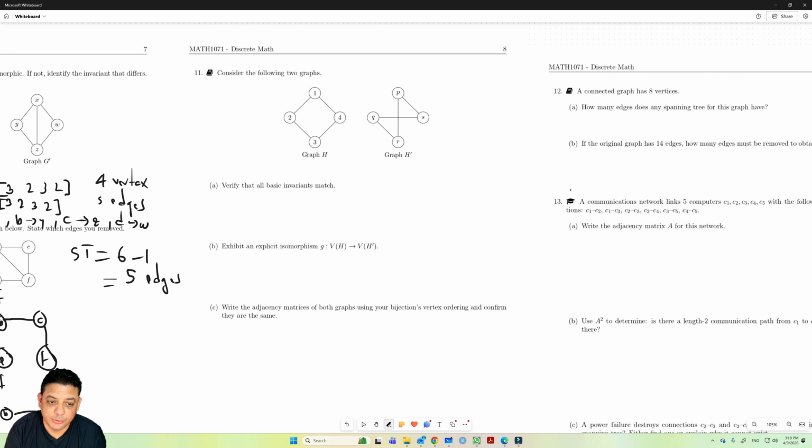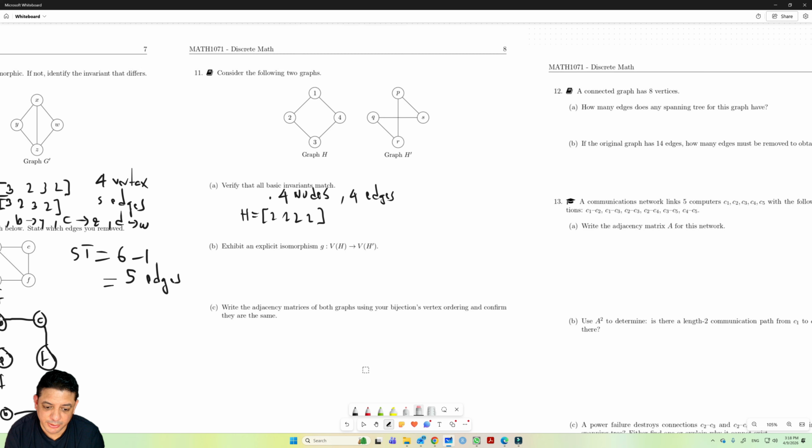The invariants are scores. The first one is the same number of edges and the same number of nodes, and we have 4 nodes for both, right? And we also have 4 edges. So that is the first invariant. The second invariant is going to be the degrees. So we can verify that the sequence of degrees of H is going to be 2, 2, 2, 2. So all the nodes have degree 2.